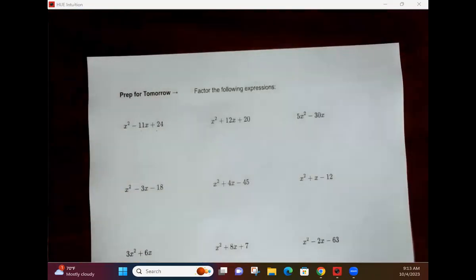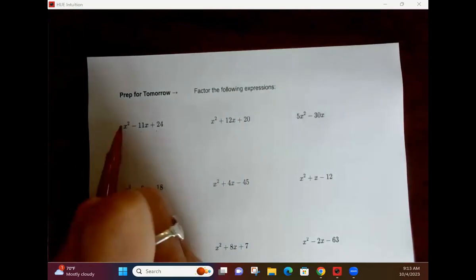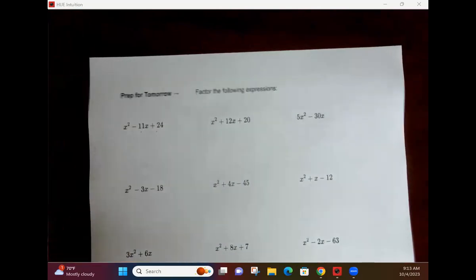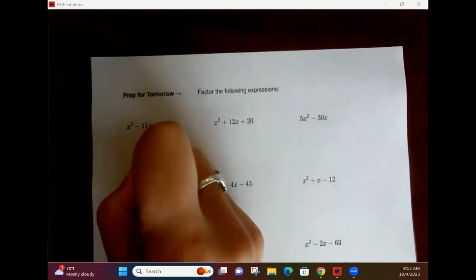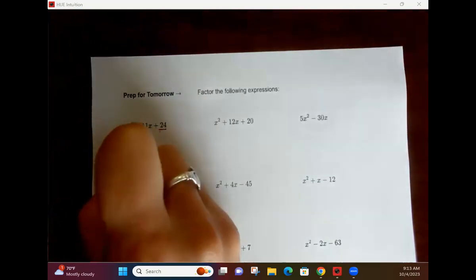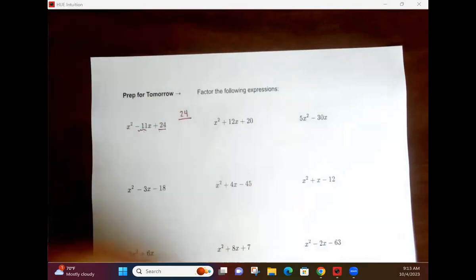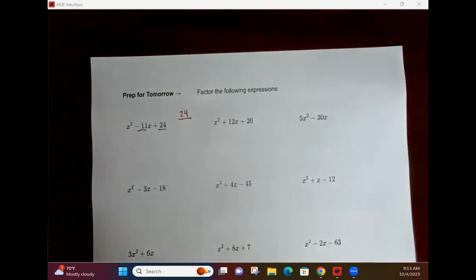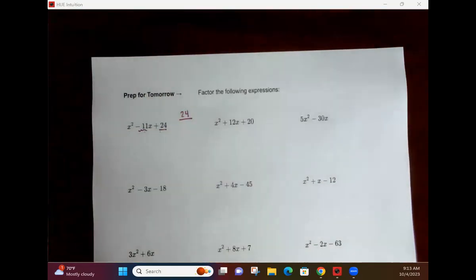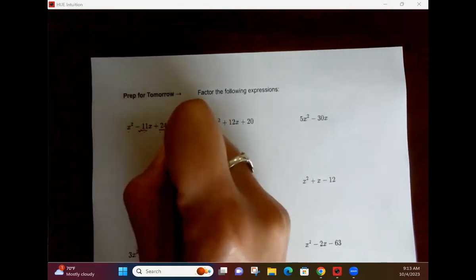For today, we are only looking at trinomials whose lead coefficient, whose a value, is 1. So we can look for factors of c that add to b. So what would multiply to give me 24, but add to give me negative 11? If you are stuck, make a list of factors for that number. Start with 1 and go in order.